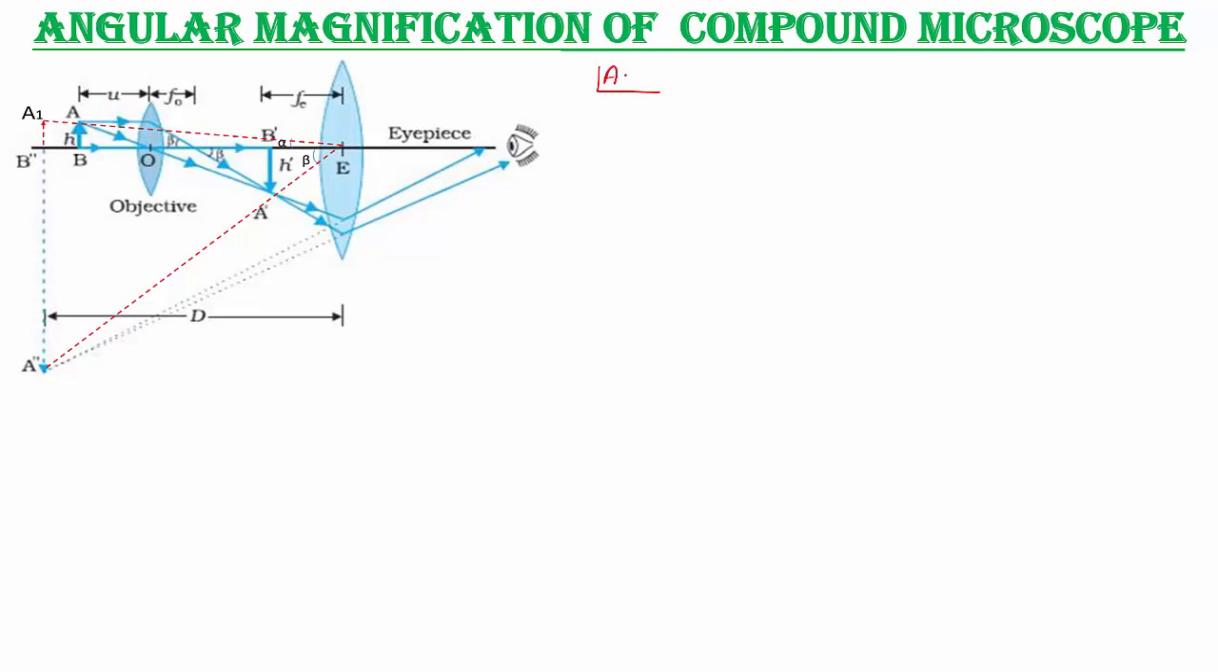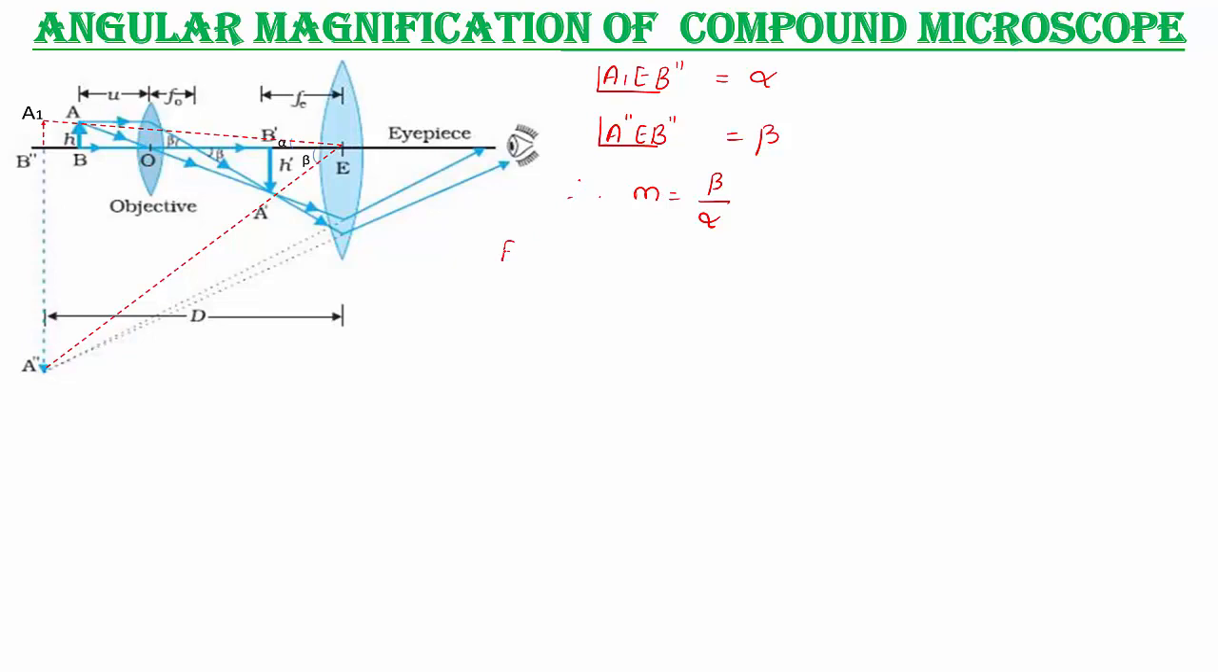Angle A1EB double dash, that gives the value of alpha. Similarly, angle A double dash EB double dash, that gives the value of beta. So magnifying power is given by m equal to beta divided by alpha. So substitute the value of beta and alpha here.